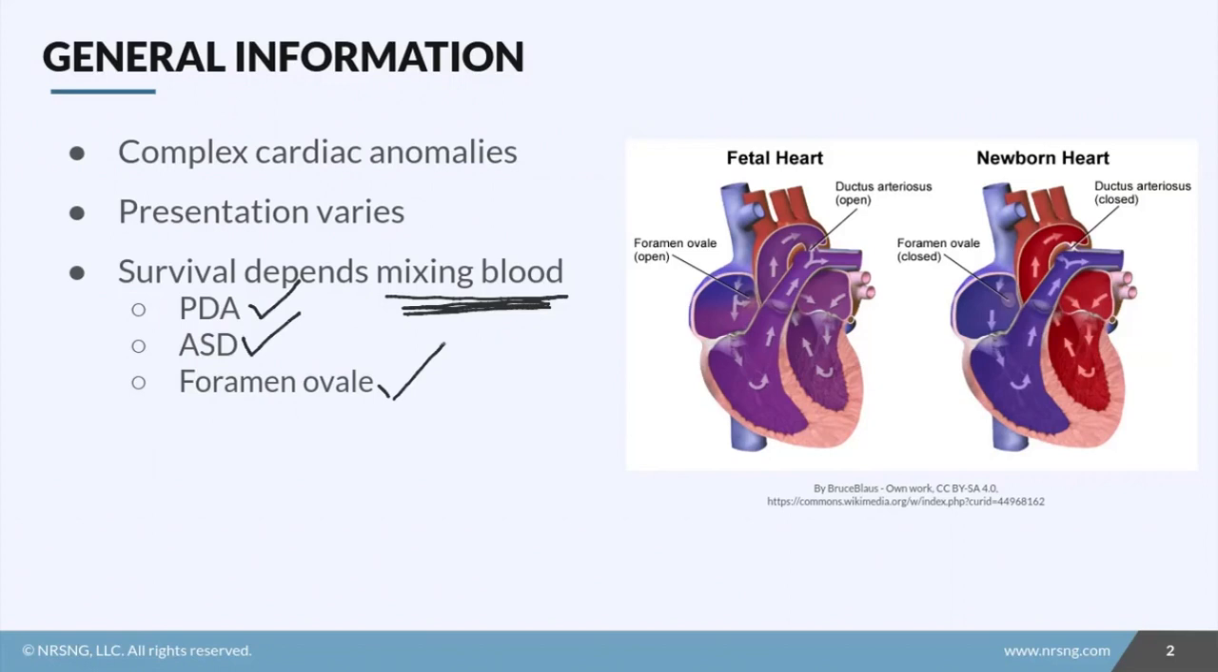But just really quickly, for our purposes, I want to show you where those two things are. The PDA is located here between the aorta and the pulmonary artery, and the foramen ovale is right here in this area. So for these defects, we are hoping that those are there and that they're open to allow blood to mix.